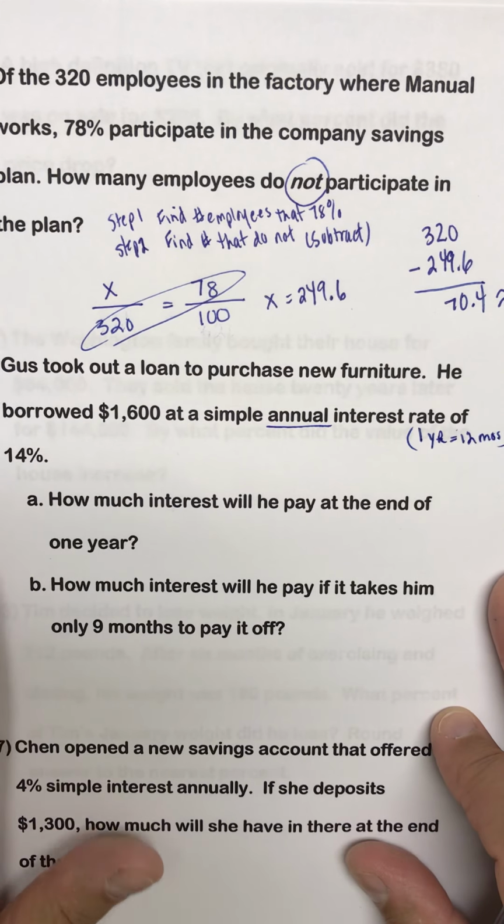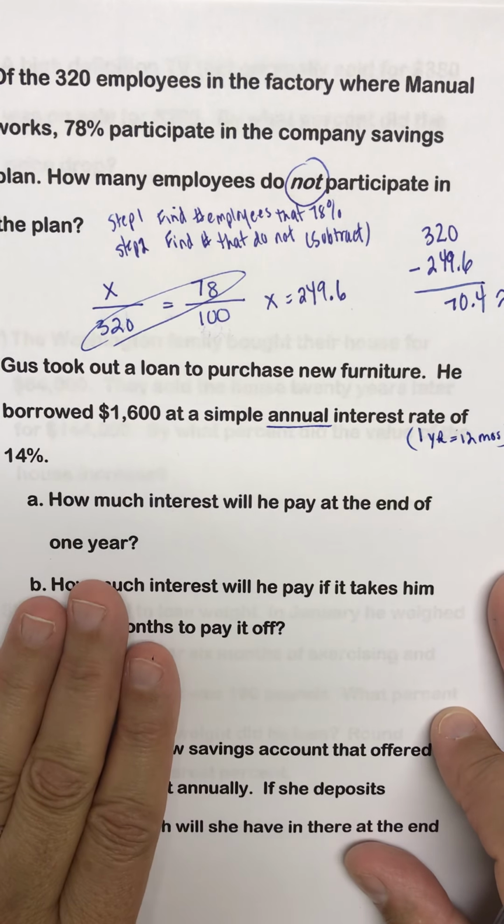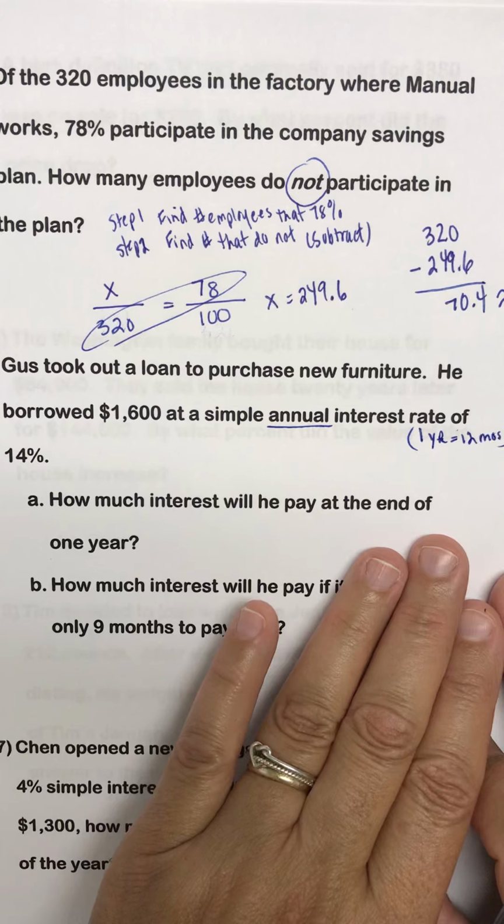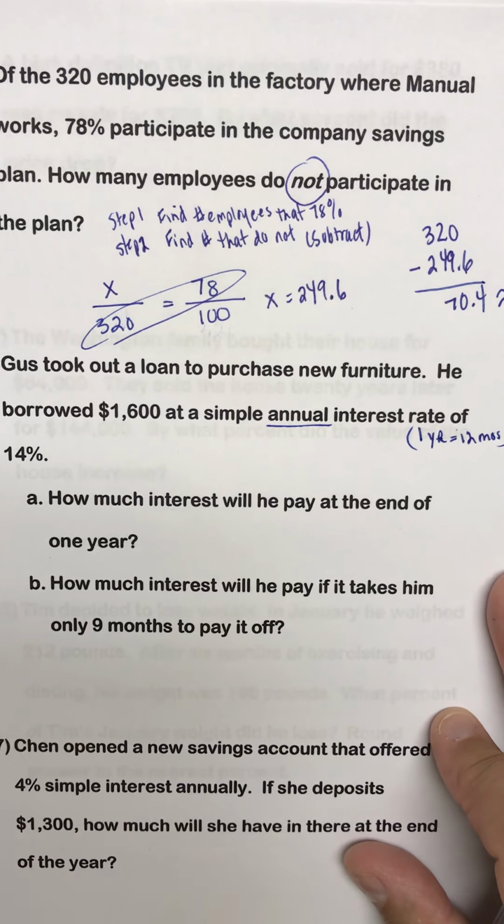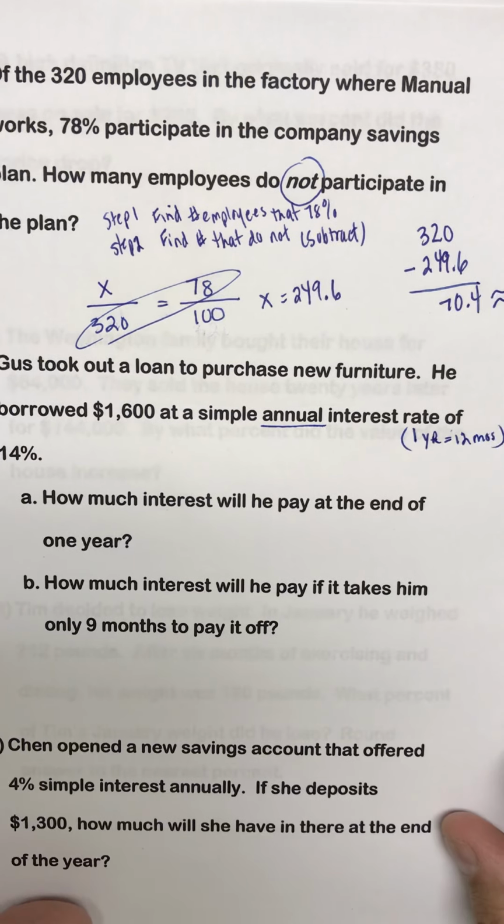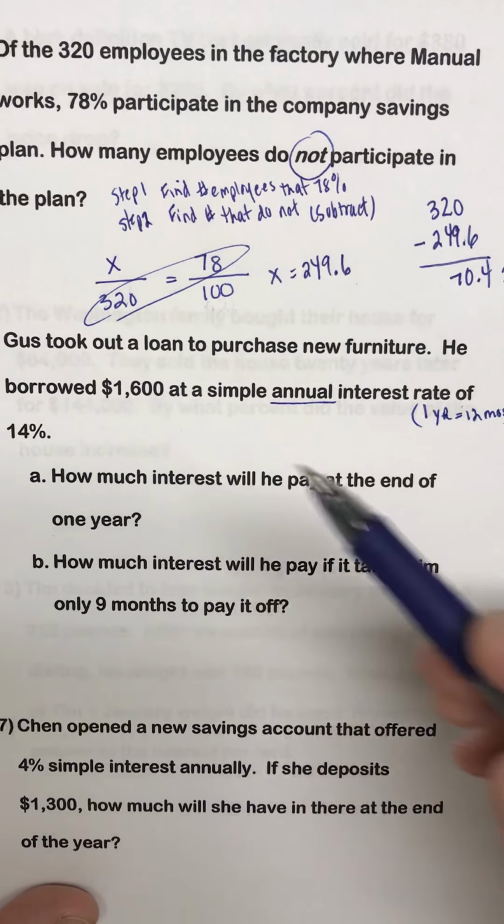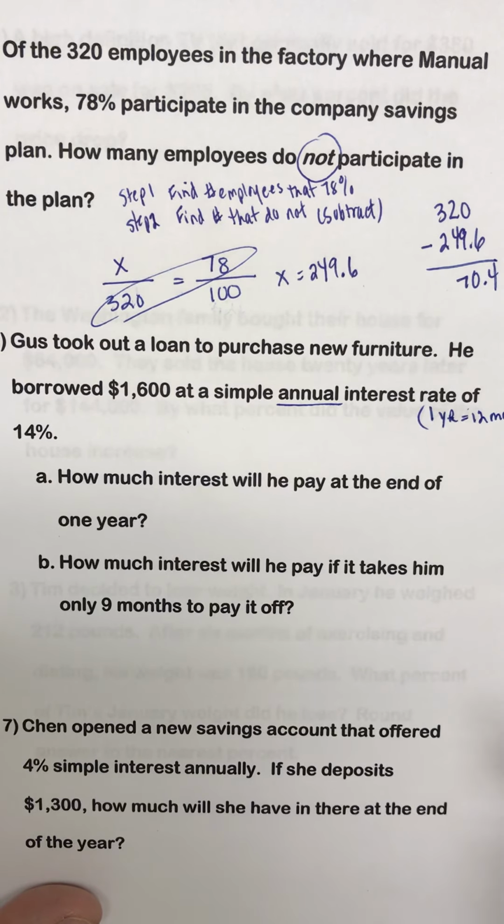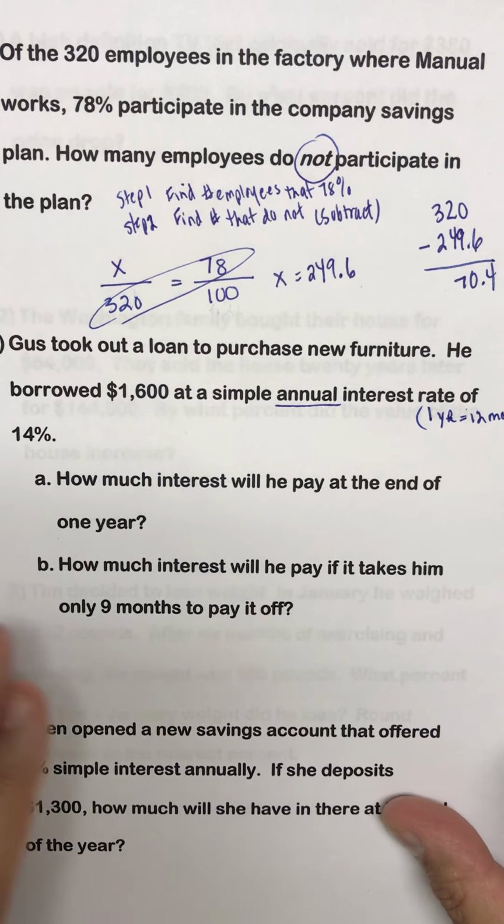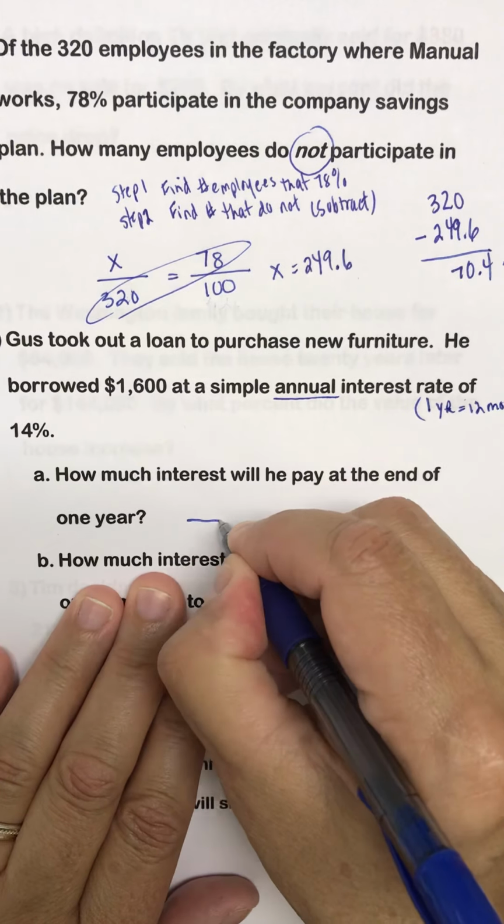So we're going to read the problem and do A, which is: how much interest will he pay at the end of 1 year? Okay, so that one's a simple problem. Gus took out a loan to purchase new furniture. He borrowed $1,600 at a simple annual interest rate of 14%. Okay, we can do that.